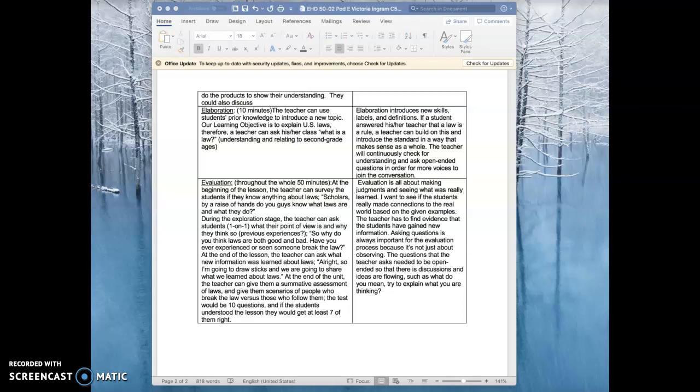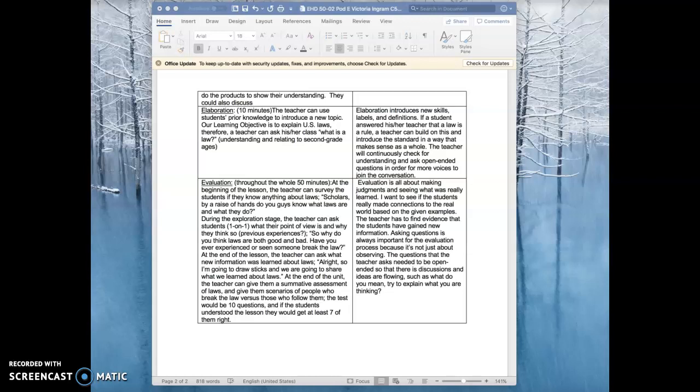At the end of the lesson, the teacher can ask what new information was learned about the laws. All right, so I'm going to draw sticks and we are going to share what we learned about the laws. It's a simple way to call out students and have them share their own perspective. This is sort of like a popcorn read. It gets kind of everyone involved.